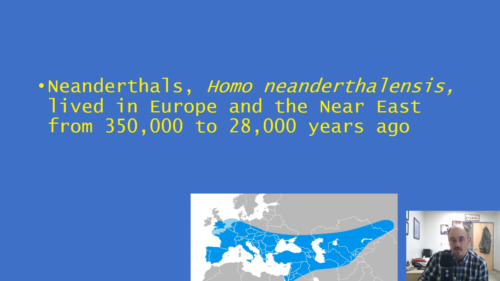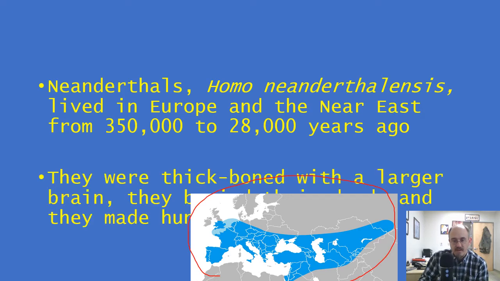Neanderthals, another one you will have heard of, Homo neanderthalis, lived in Europe and out to the Near East. You can see the range on this map. They didn't really live in Africa, but they spread out. They died out 28,000 years ago. Once again, I'm sorry the text got covered up here, but they had thicker bones, they had larger brains than modern humans, and they did make art and things like that.